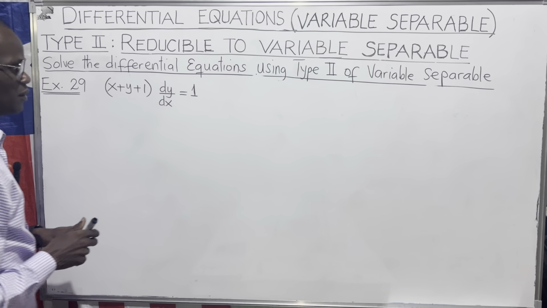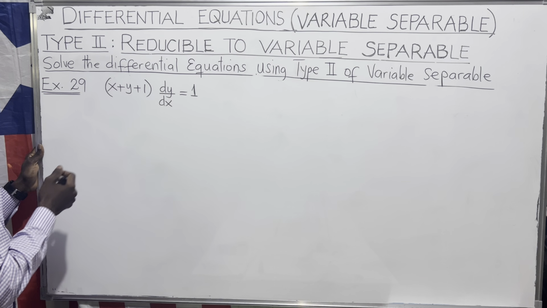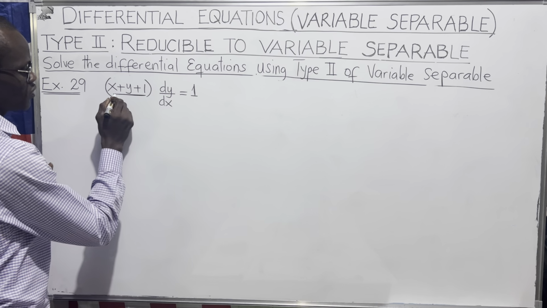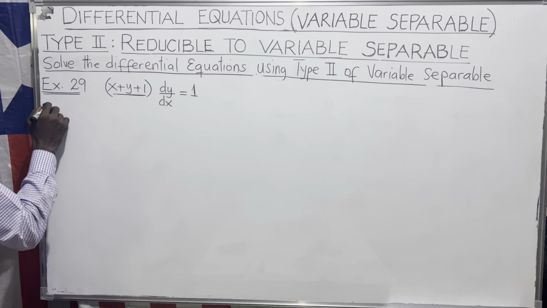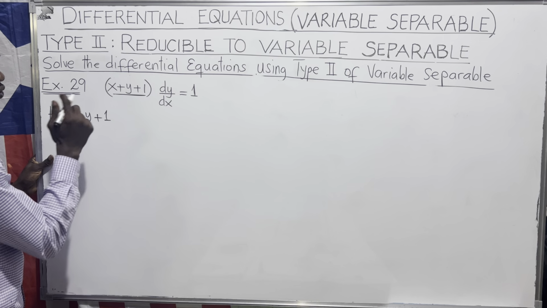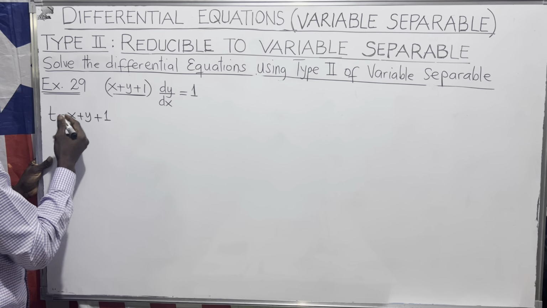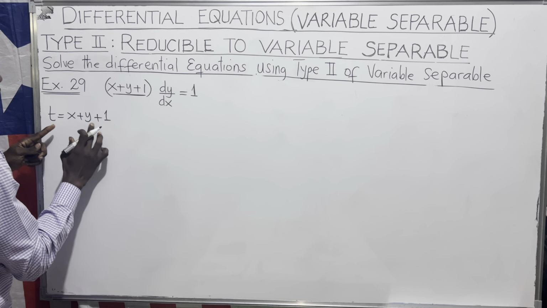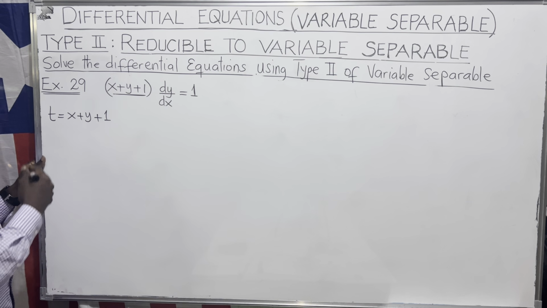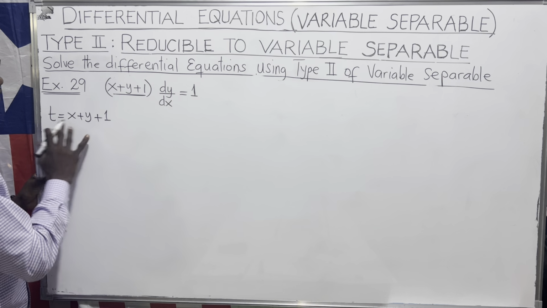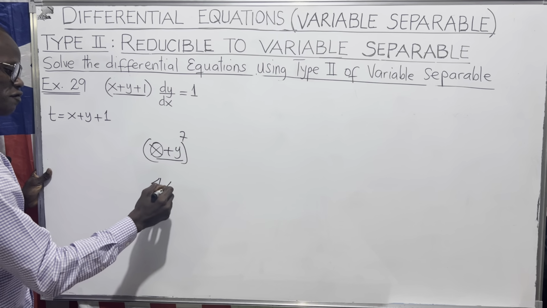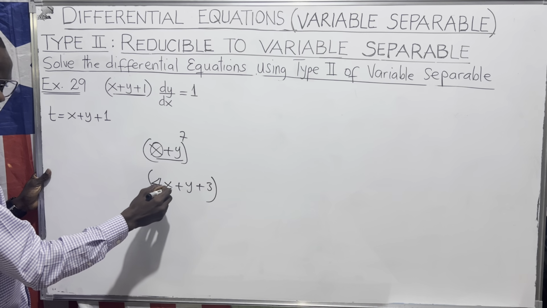So let's solve this problem. We have question 29, (x + y + 1) dy/dx = 1. We can substitute what is within the bracket with another variable, for instance t. So t = x + y + 1. The essence of doing this is to eliminate the variable x, because if x is differentiated, you just get 1. Even if you have (x + y)^7, the key is to eliminate x. If you have 4x + y + 3, the key is to eliminate x.